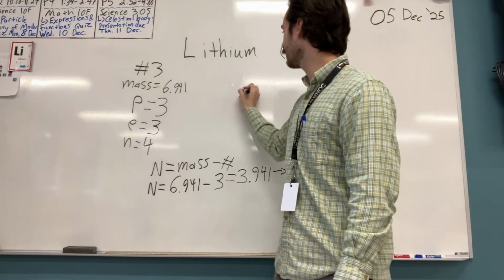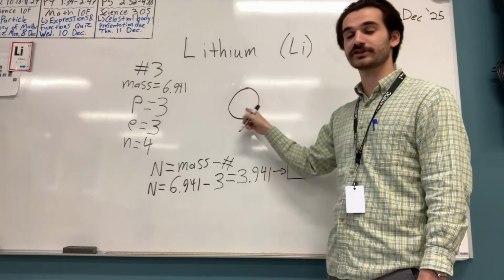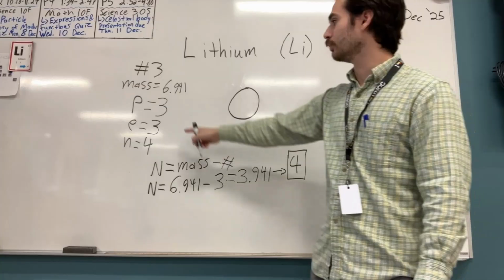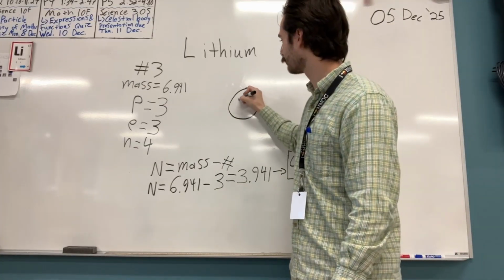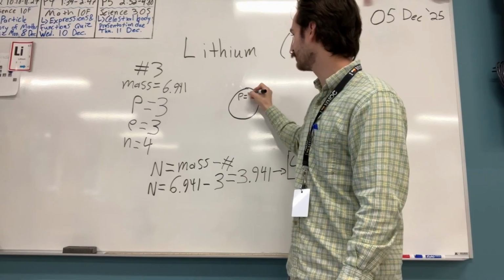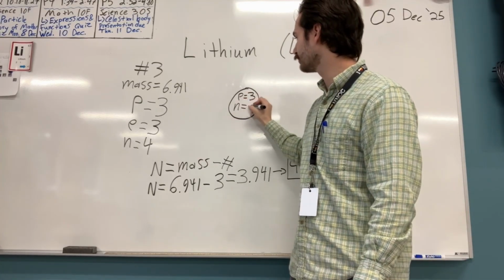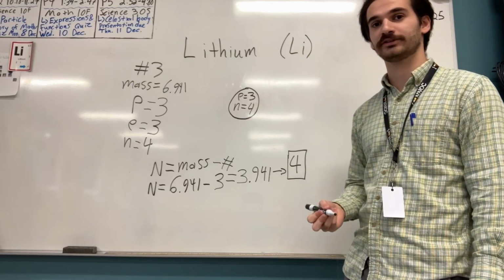Now with the Bohr diagram, we're going to start with a circle in the middle. This is the nucleus. That's the center of the atom where the protons and neutrons are found. We have 3 protons and 4 neutrons. So we're going to write P equals 3 and N equals 4. That's the protons and neutrons.